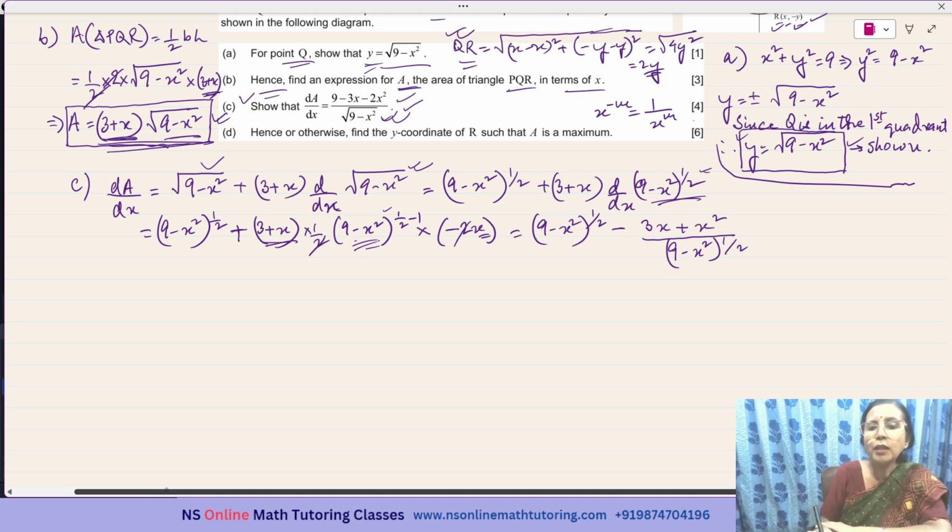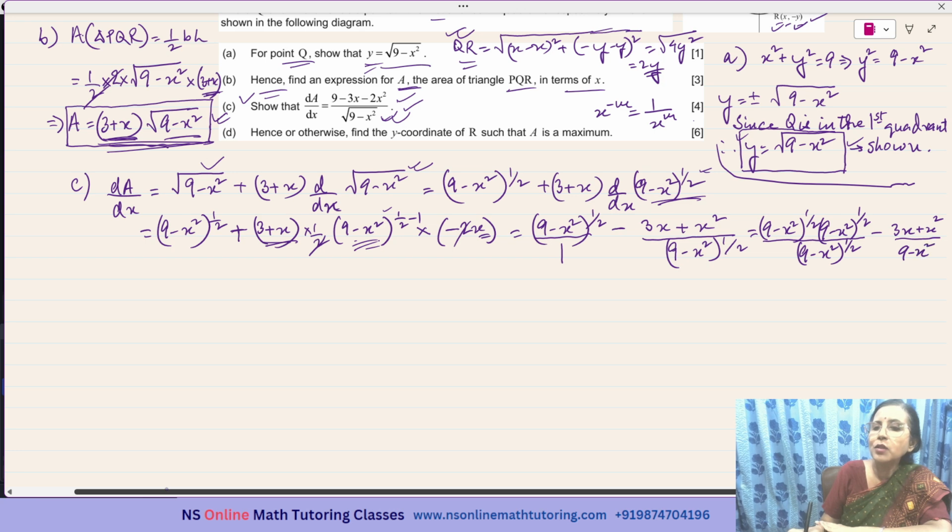So what should we be doing? This is over 1. So we will be multiplying both the numerator and the denominator by 9 minus x squared raised to the power of half. Okay. So this is 9 minus x squared raised to the power of half times 9 minus x squared raised to the power of half over 9 minus x squared raised to the power of half, minus 3x plus x squared over 9 minus x squared raised to the power of half. Okay.